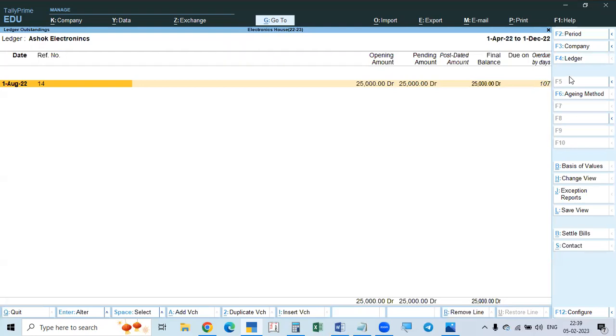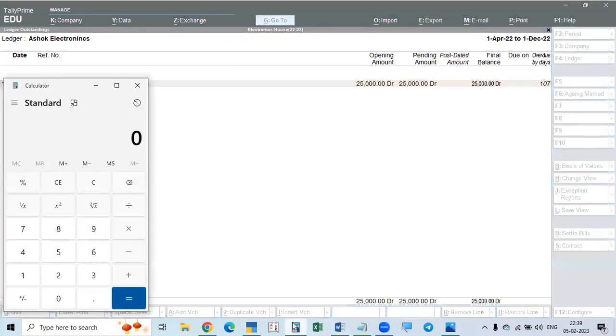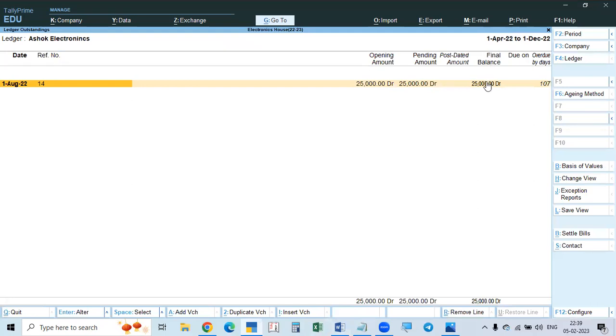So we will take it up to 1st December. So 107 days. Here, 15 days in August, plus September, plus October, plus November, plus one day, first December. So 107 days. So calculate from the due date only. Here, we have to calculate and we have to give interest.